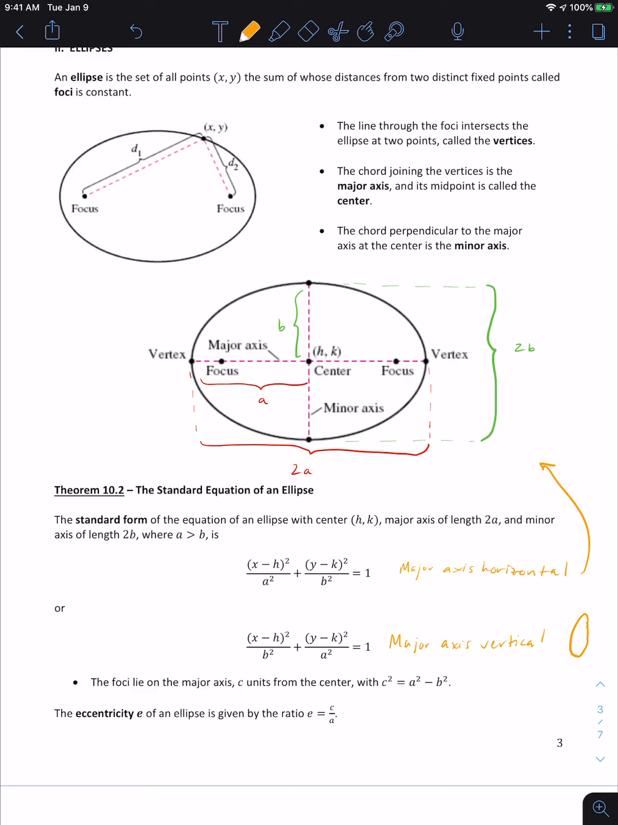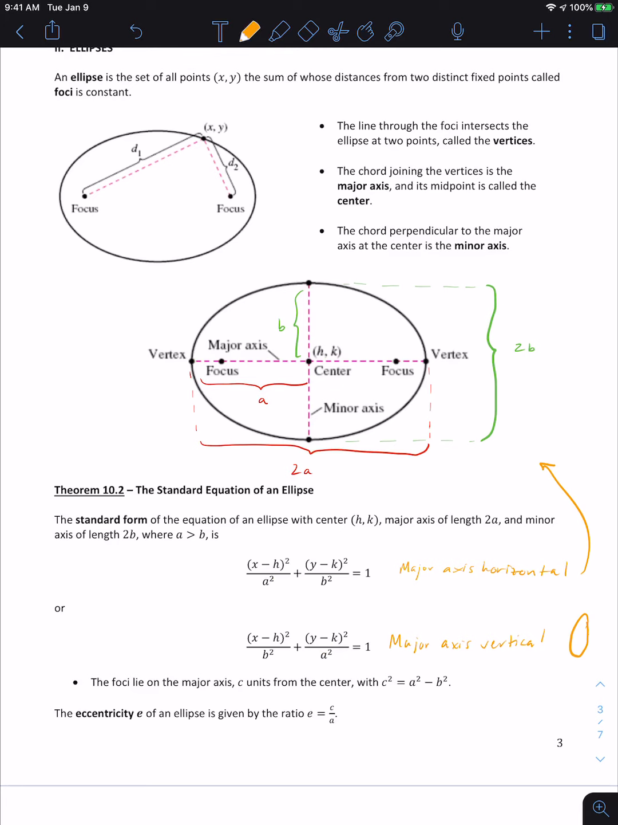How do you know the difference? Remember, a is always going to be the bigger term, and 2a is always the length of the major axis. So if the denominator of the x term is bigger, then I know it's going to be a horizontal ellipse like this. And if the denominator of the y term is bigger, then I know it's going to be a vertical ellipse.